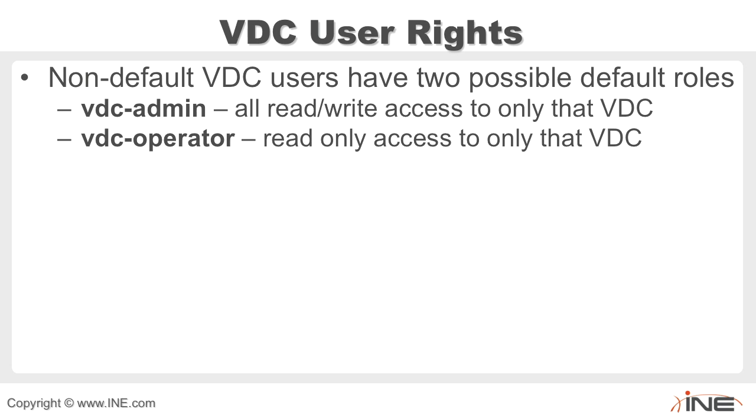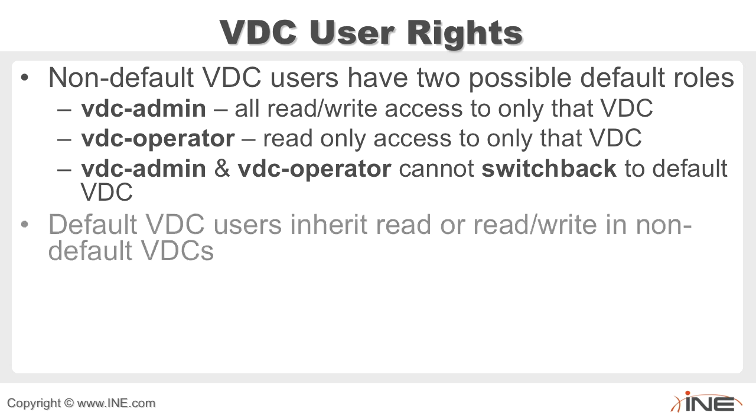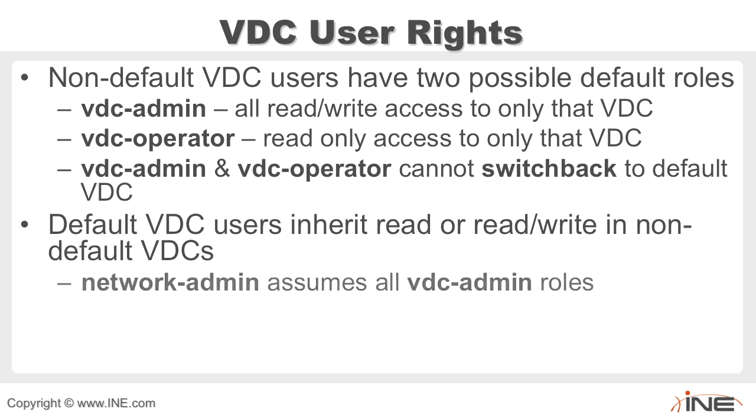The VDC operator has read-only access to that particular VDC. There is also, as we mentioned before, if I SSH or telnet into a particular VDC and I authenticate with those users, I can't switch back to the default VDC. There is no backdoor. Also, the default VDC users, if I switch to a non-default VDC, they inherit the read-write operations of the same user level.